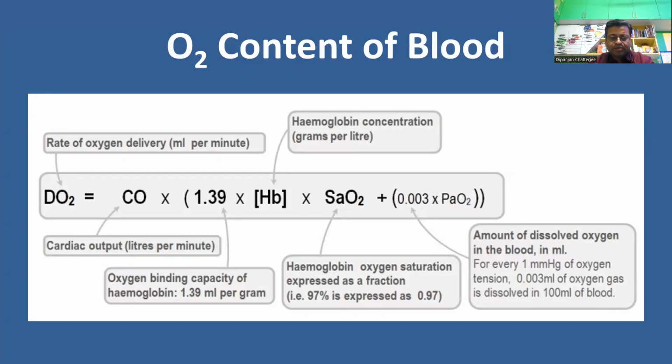This equation we studied in the first year of our MBBS. The oxygen delivered to the tissues depends on the cardiac output multiplied by the oxygen content of blood. And what does the oxygen content of blood depend on? It depends on the hemoglobin multiplied by the hemoglobin saturation plus the dissolved oxygen, which is only 0.003 into PaO2. So even if your PaO2 is high, the dissolved fraction of oxygen is very minuscule compared to the total oxygen content of blood.